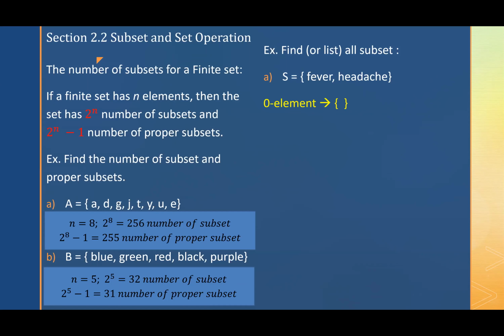The second item is, again, I start with the 0 element and then I go to 1 element, which is the set containing fever, a subset of fever and headache. The set containing headache by itself is a subset of fever and headache. And then I finish with the set of fever and headache, which is a subset of fever and headache, because every set is a subset of itself, right?